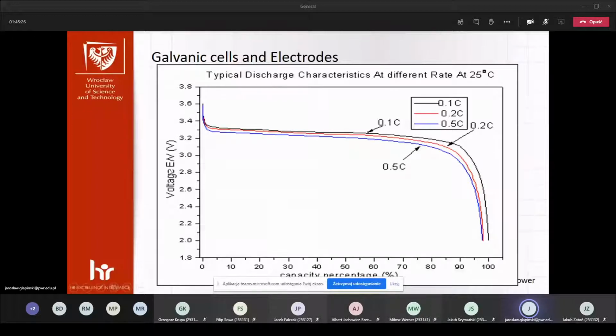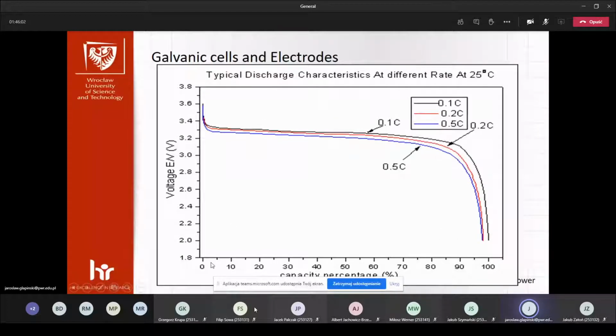Okay, this is the typical discharge process of the cell. If we look, it generally doesn't depend on the current, so the resistivity of such an accumulator is very low. We can use it for high currents, because we have no losses on the battery itself. So it's almost flat from the beginning to the end of the capacity.